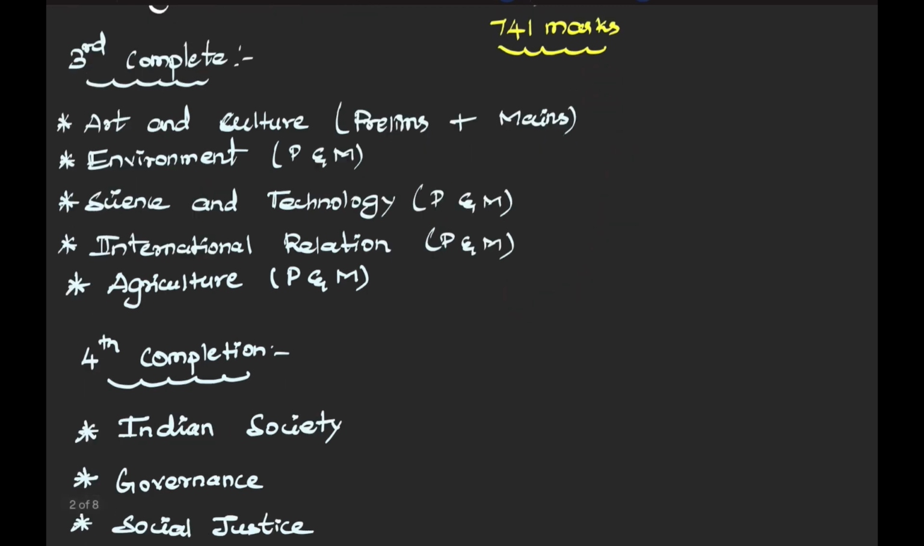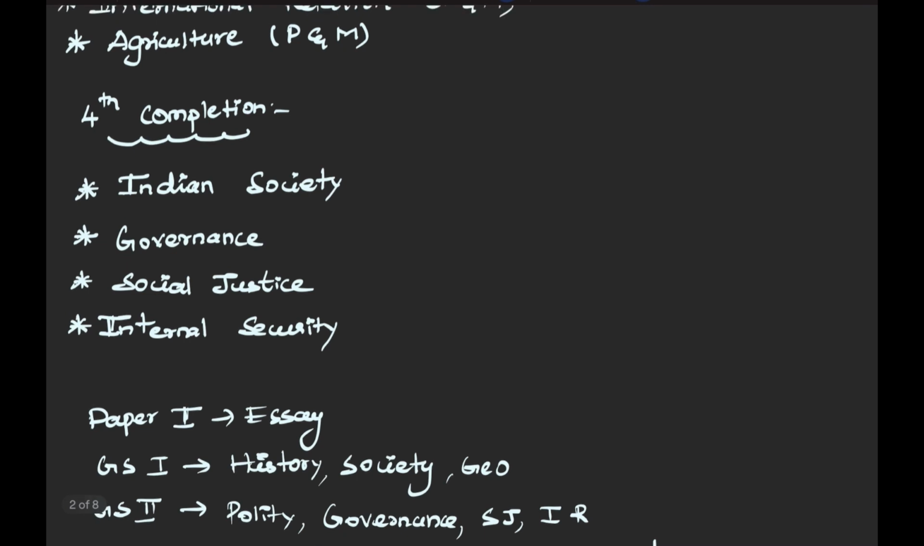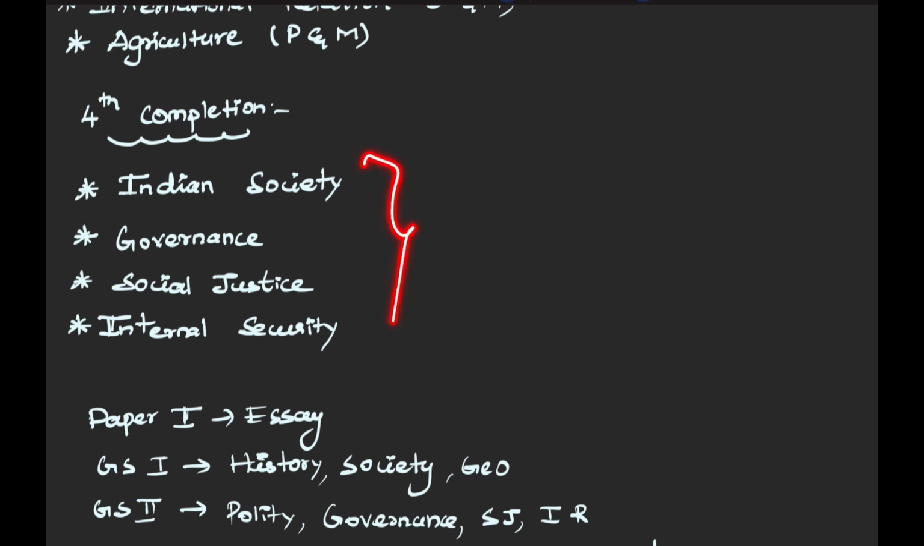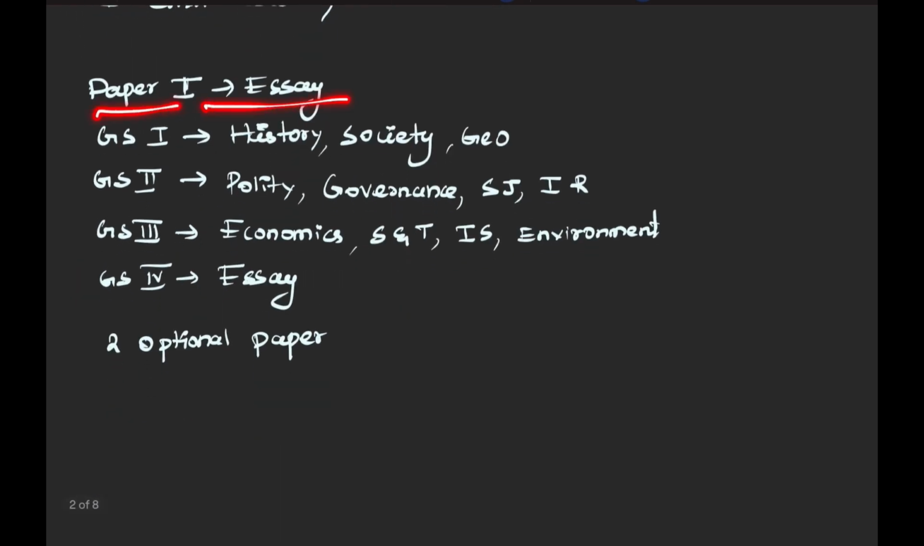Okay. After completing that, go for the fourth stage. In the fourth stage, you will be focusing on subjects which don't have any weightage in the prelims, but in mains you will have. What is that? Indian society, GS1. They won't ask questions in prelims, but in mains, yes, you will get questions. Then governance, GS2. Social justice, GS2. Internal security, GS3. This should be your fourth phase. Here you will be studying the mains specific subjects. Once you are done with that, you are completely done with UPSC.